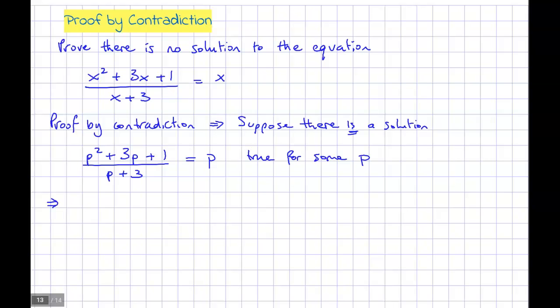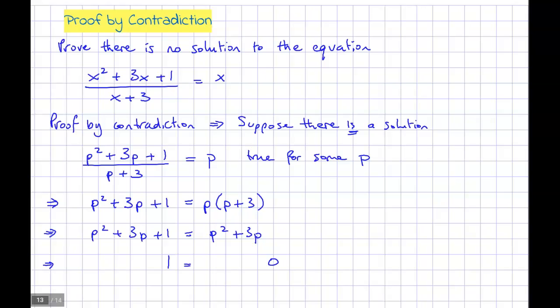Well, if that's the case, then I can manipulate this as a statement. So let's just multiply both sides by p plus 3. Let's open up brackets and tidy up a little bit here. I get p squared plus 3p on the right hand side. And now if I were to do a little bit of cancelling, so if I was to subtract p squared and I was to subtract 3p, I'm left with 1 on the left hand side and just nothing, 0, on the right hand side.